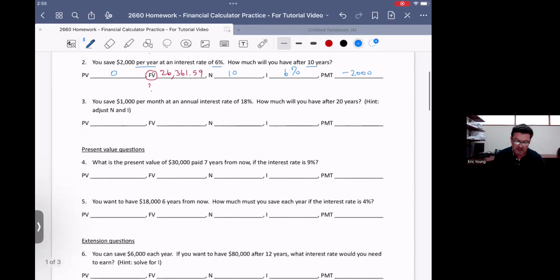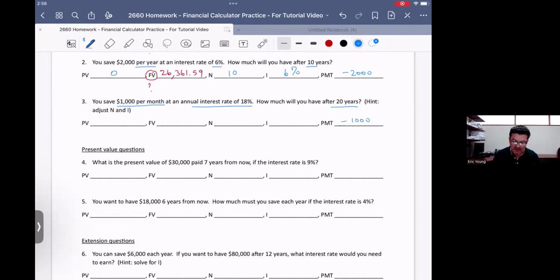Number three, you save 1,000 per month at an annual interest rate of 18%. How much will you have in 20 years? Now, straightforward question, but there's one little complication. We have to keep our terms in terms of the month or year or week constant. And if you notice, an annual interest rate, that's annual. 20 years, that's an annual measurement, but we're putting in 1,000 per month. So we've got to find some way to get month and year on the same thing. We're going to make this by month. So we're going to put $1,000 a month in.